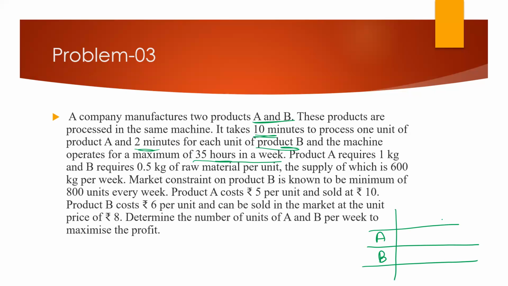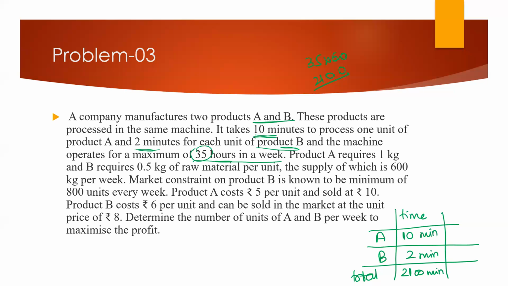So to make one unit of A, you need 10 minutes. To make one unit of B, you need 2 minutes. And the total time you have is 35 hours. This data is in minutes, so I convert 35 hours also into minutes. It becomes 2100 minutes. So the total time is 2100 minutes.